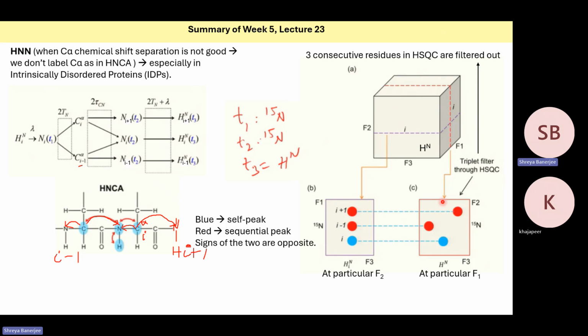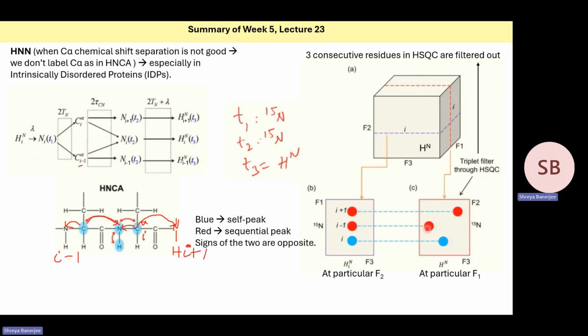If you take another cross section, shown by red here, at a particular value of F1, then F2 and F3 are varying. In this case, again, you will see one self peak of the I residue and 2 sequential peaks of the I minus 1 and I plus 1 residues. Again, not cross peaks, sequential peaks. And again, the signs of the sequential peaks will be opposite to the sign of the self peak. Like that, you are able to identify the sequence.